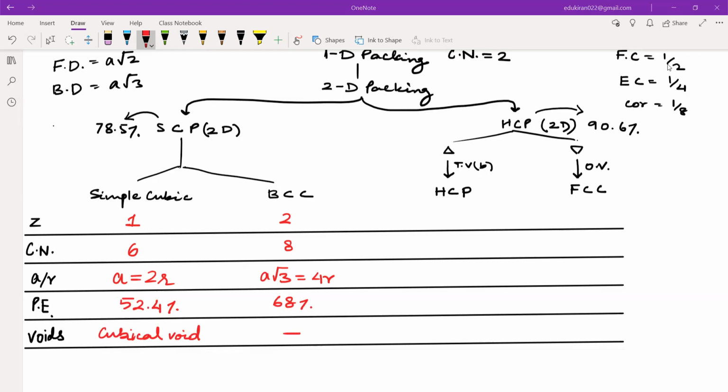HCP, what is the Z? What is the Z for HCP? 2. What? No, I just taught it, HCP is 3D. This is 3D all, this is also 3D. We just learned HCP, ABAB type. 6. Yes. Coordination number? 12. Relationship between a and r?